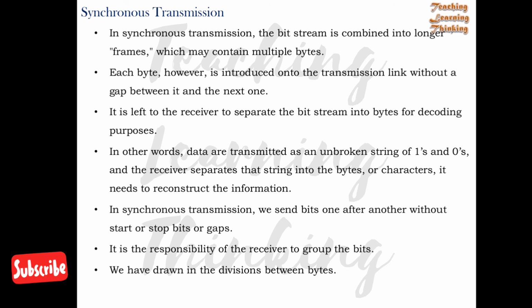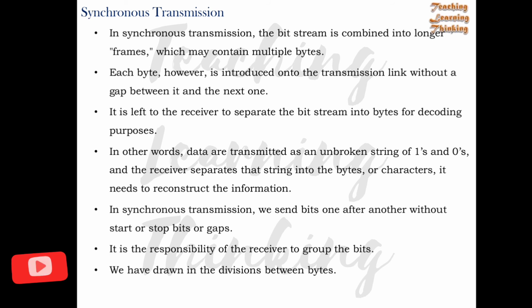In other words, the data are transmitted as an unbroken string of ones and zeros, and the receiver separates the string into bytes or characters it needs to reconstruct the information. So in synchronous transmission, we send bits one after another without start or stop bits or gaps. So the transmission is very fast because there are no start bits, stop bits, and gaps. It is the responsibility of the receiver to group the bits.